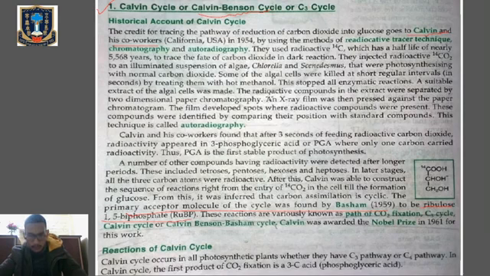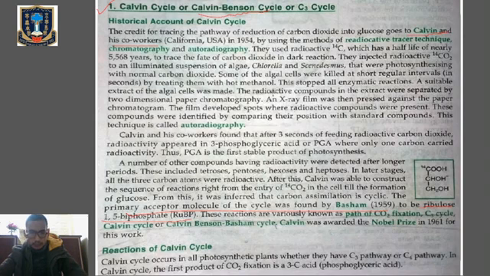Let us talk about the reactions of the Calvin cycle. The Calvin cycle occurs in all the photosynthetic plants, whether they have the C3 pathway or the C4 pathway. But generally here we are dealing with the C3 cycle.